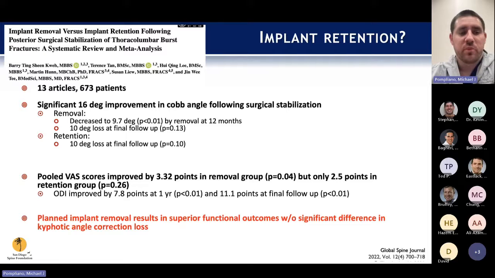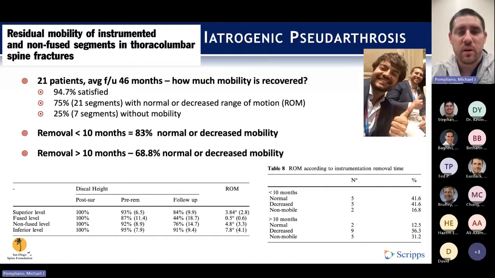So it's pretty interesting. They eventually had the same amount of loss with no difference. They also looked at VAS scores, which improved in the removal group more so than in the retention group. Similar results seen with ODI. So planned implant removal results in superior functional outcomes with no significant increase in kyphotic angle correction loss. So I think that's a pretty significant finding. To me, it also makes a lot of sense, which we'll see in this study. I don't think there's really other areas of the body that you would leave implants in, stabilizing a joint that you don't intend to fuse.